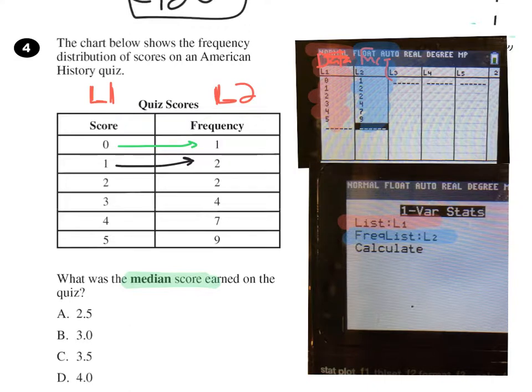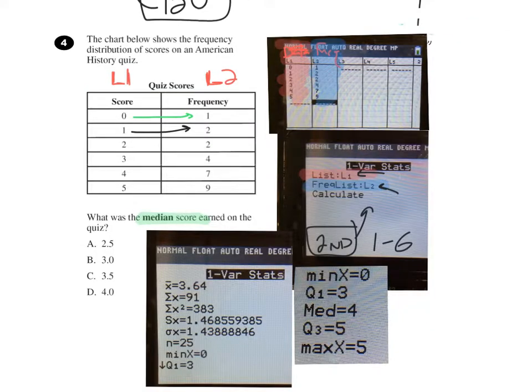Remember, the way you access your lists is you press the second button and then numbers 1 through 6. So here I went second and 1 to get list 1 for the list. Here I did second and number 2 to get list 2 for the list. And now I'm going to go to calculate. And here it turns out that the median is going to be letter D, or 4. So this is the frequency list feature of the calculator.